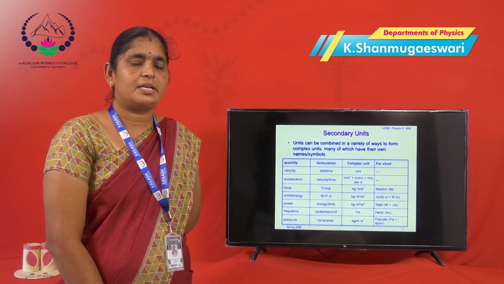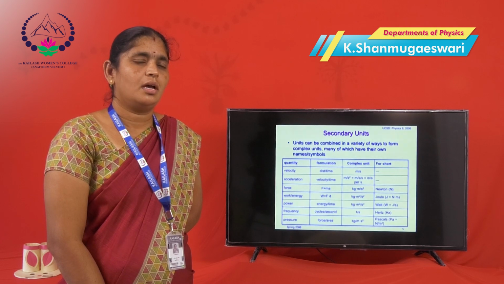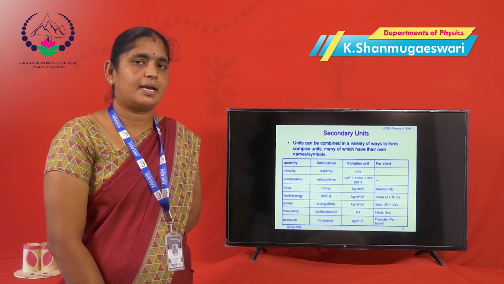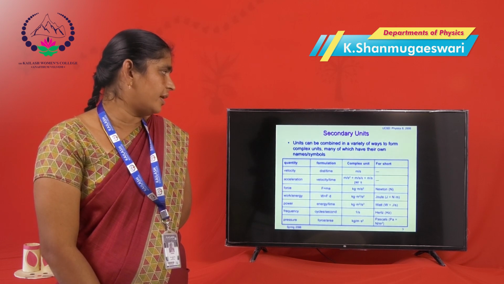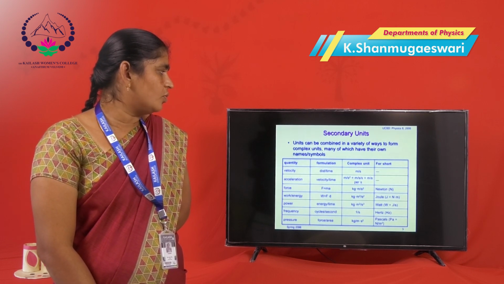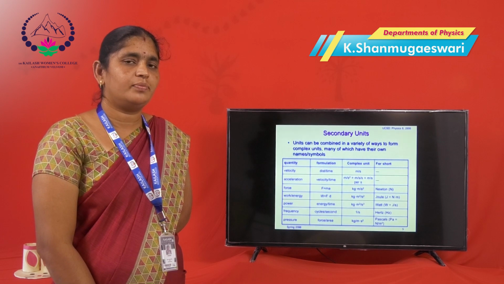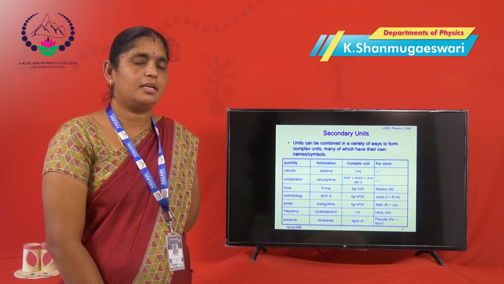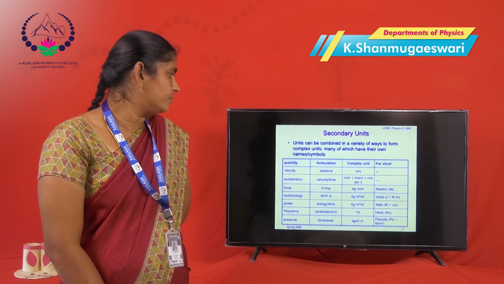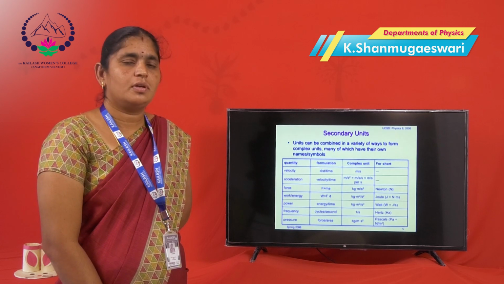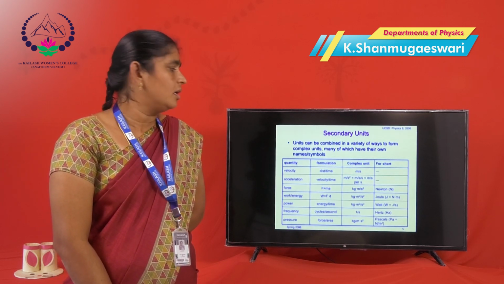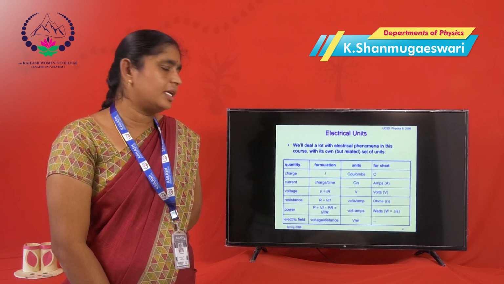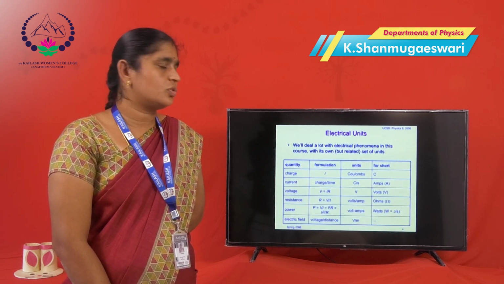Next one is acceleration. Formulation is velocity divided by time. The complex unit is meter per second squared, that is equal to meter per second per time duration. Next one is force. Force is equal to mass into acceleration. The complex unit is kilogram meter per second squared.